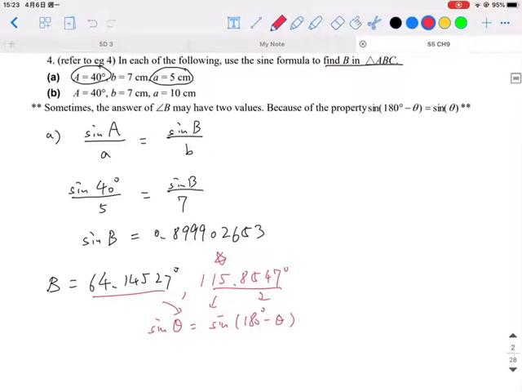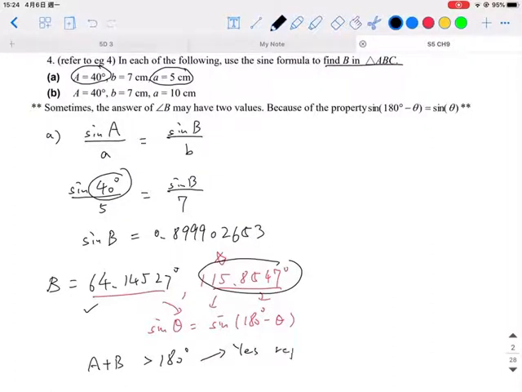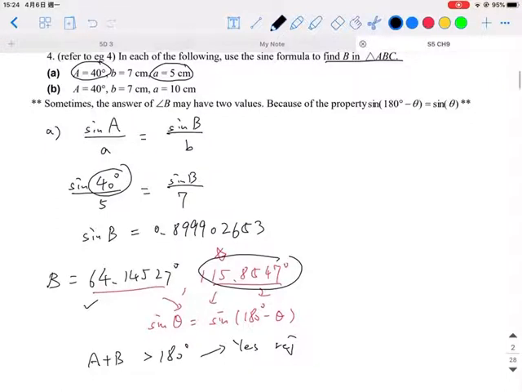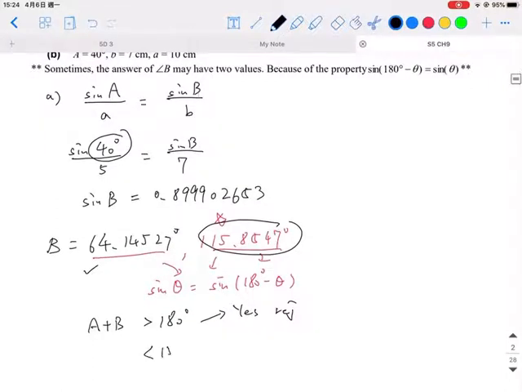So finally, do we need to reject it? We just think about whether this one is okay, and the second one is 115 degrees. Do we need to reject it? It is if the angle A plus angle B is greater than 180 degrees. Okay, if yes, then you need to reject the answer because the angle sum of a triangle must be equal to 180 degrees. And if less than 180 degrees, okay, you no need to reject, okay?